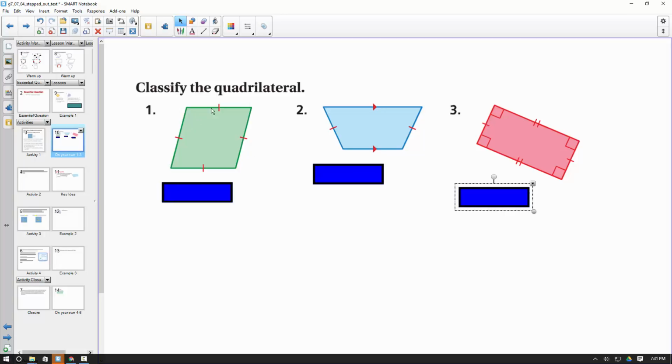So we'll classify this one here. So I have all 4 sides and they are all congruent to each other, right? But the measurements are not 90 degrees. So this is called a rhombus. This is where it's kind of a square kind of pushed over in a sense.